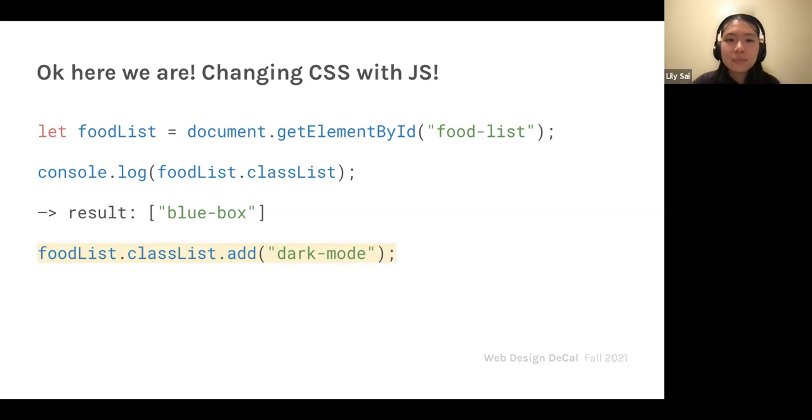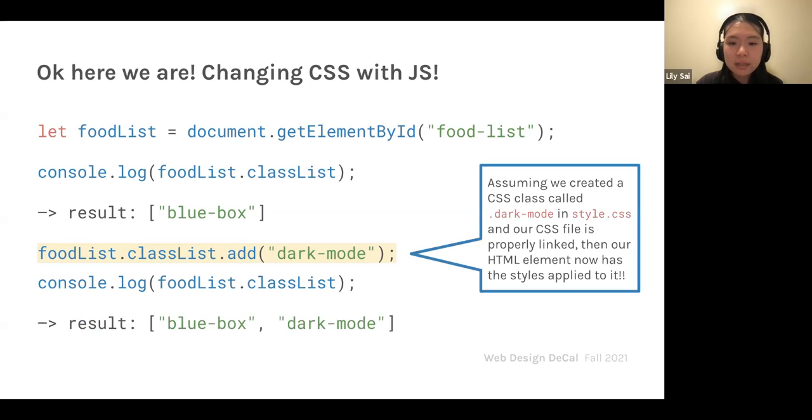And then if we want to add a dark mode, we can actually use the add function that lists have. So we get the food list class list, and then we use its function add, and then we pass it a string, and the string is dark mode. Now if we print out the class list like we did previously, we'll see that we actually have two classes in our list. We went from only having blue box to blue box and dark mode.